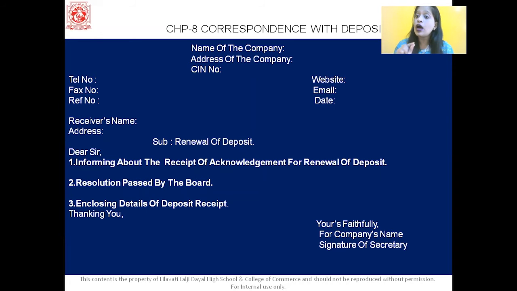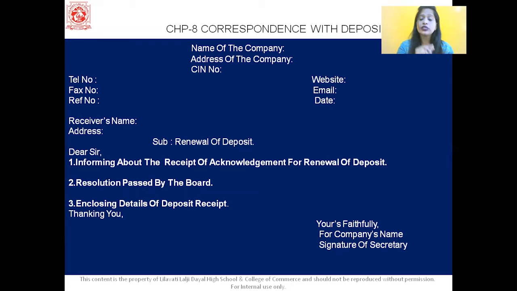Next, he's saying, along with the application, we have also received your original fixed deposit receipt number dash, and the same has been sent to the board for consideration and approval. So 2 things the secretary has received in the first paragraph. First, he has received the application for renewal, and along with that, he has also received the original fixed deposit receipt, okay, which is now sent to the board of directors for approval.